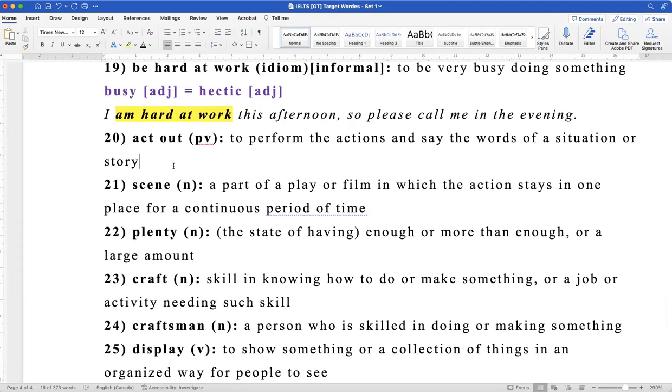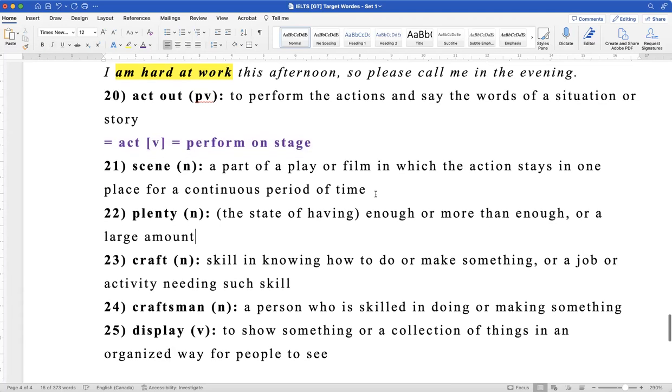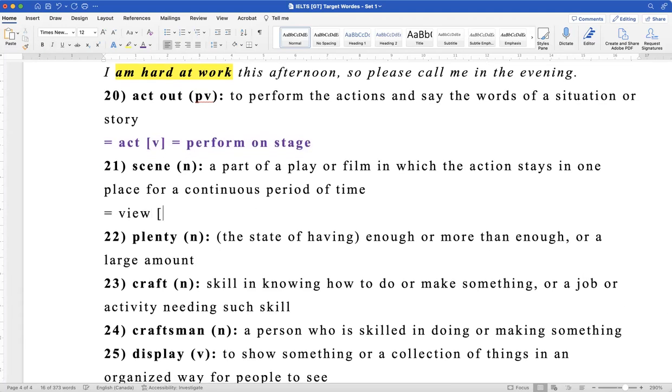Act out simply means like actors when they act a certain character, they act out what they say. So they copy, they imitate their reactions, their behavior, and they utter, they say their sentences, their words. So this is act out. It simply means like act. Perform on stage. These can be some synonymous words. Scene. Scene is like view, a part of a film or play. The last scene of the movie, the first scene of the movie, some scenes of the movie.